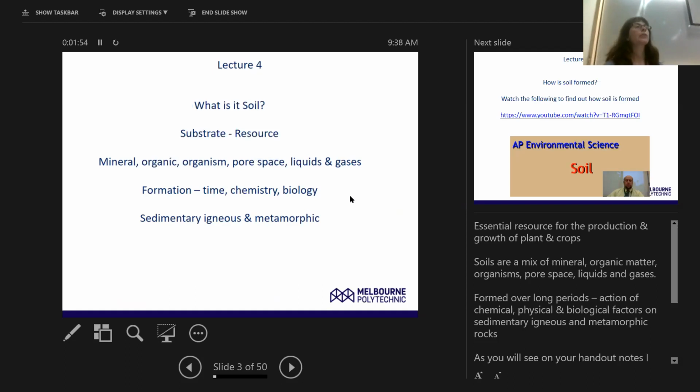So soils can be composed, and mostly are composed, of mineral, organic matter, and organisms, micro and macroorganisms. They have space in them. They're not all filled up. If you were to blow them up and take a very high resolution microscope, you would see that there was space in these soils as well. And there's liquids and gases in soil. So it's an extremely complex matrix of components.